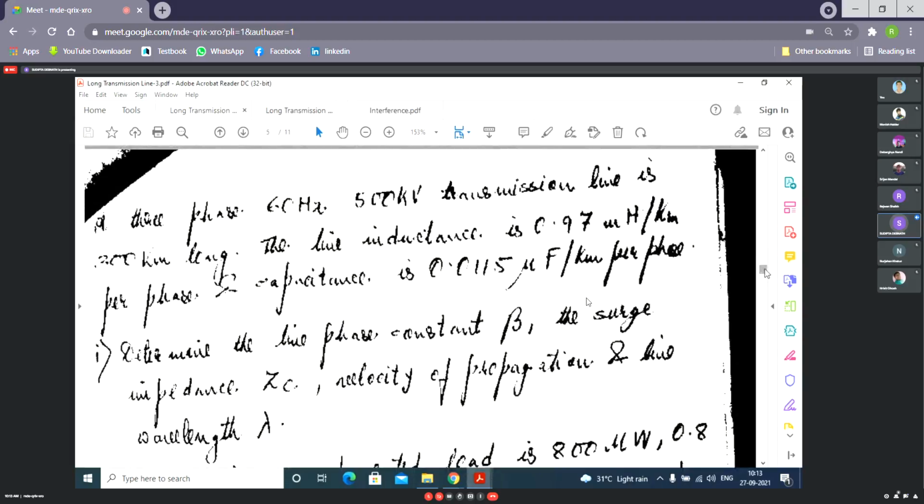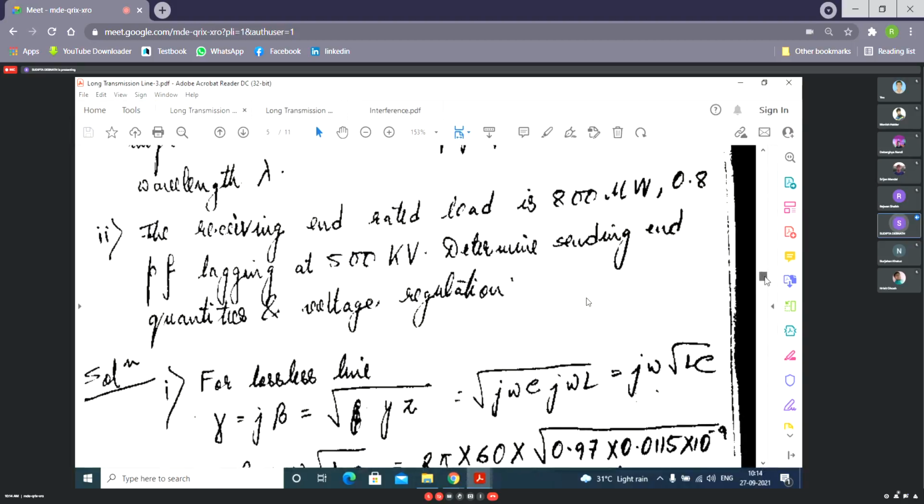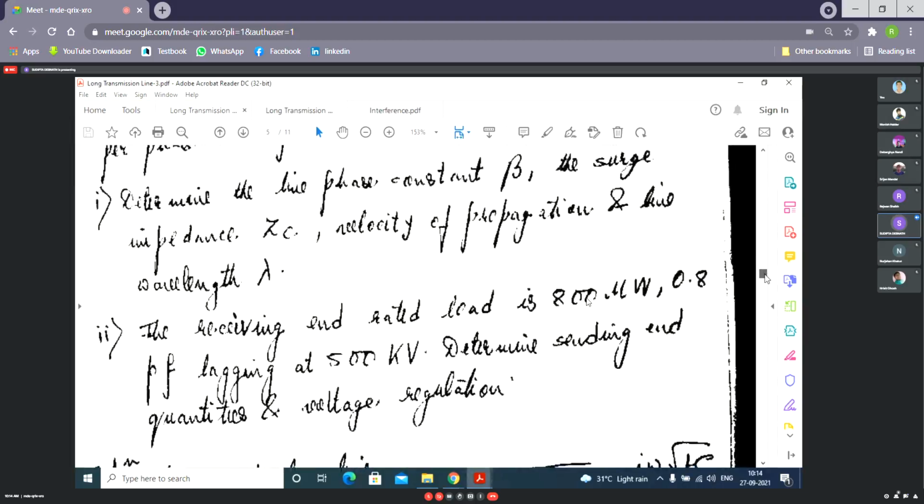The problems are very simple if you remember or understand the terminologies. Okay, what is given here? I will not discuss in details. It is just formula based, nothing else. F is given 60 hertz, 500 kV line voltage, length is 300 kilometer, inductance per unit distance, capacitance per unit distance are given. You have to find out beta, surge impedance, ZC, velocity of propagation, and lambda, wavelength. Okay. In the first part, second part I will come later on. So, as R is not given, we will consider it to be lossless line, only L and C are given.